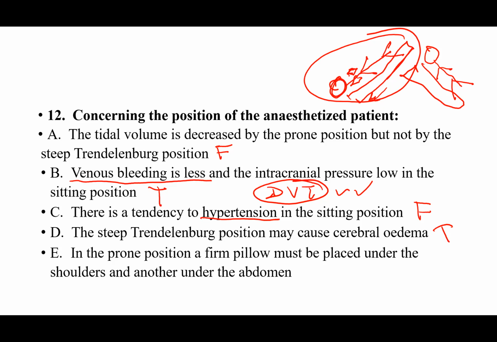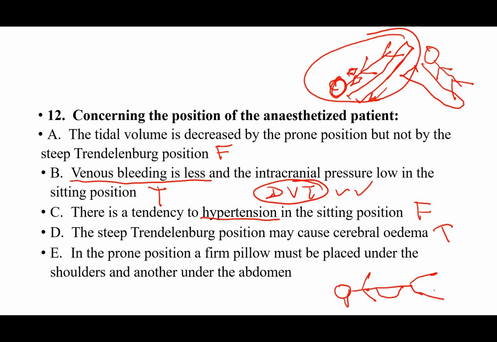In the prone position, a firm pillow must be placed under the shoulders and under the abdomen. True or false? Let's draw our animation again. Let's assume this is his head, so that we know where the positioning is. And you have the abdomen. You see he has eaten well. He has a pot belly. This is the lower limbs. This is a prone position.